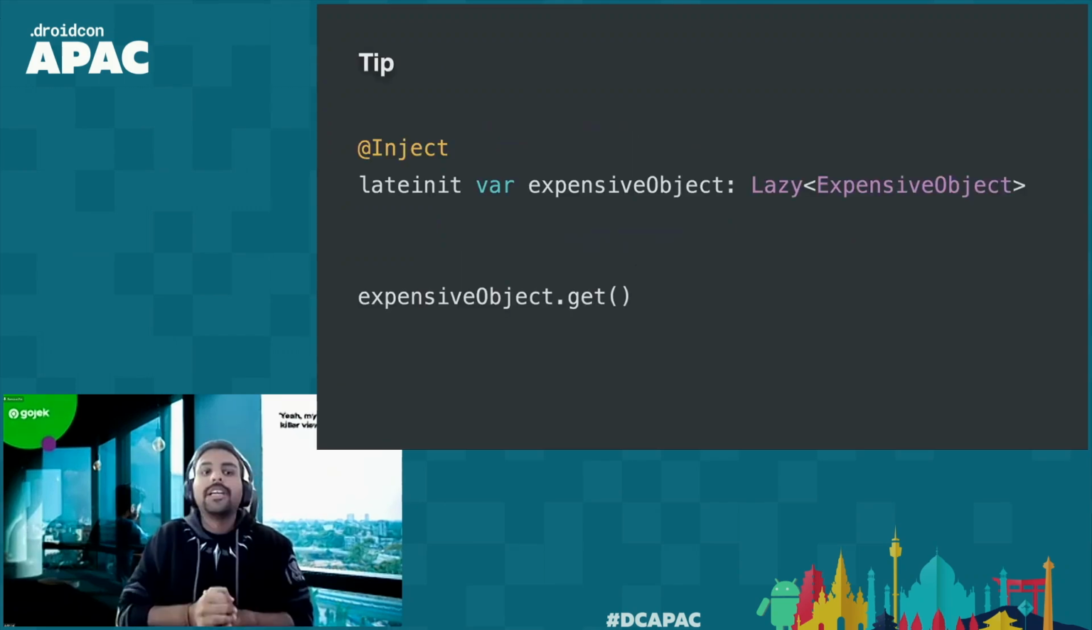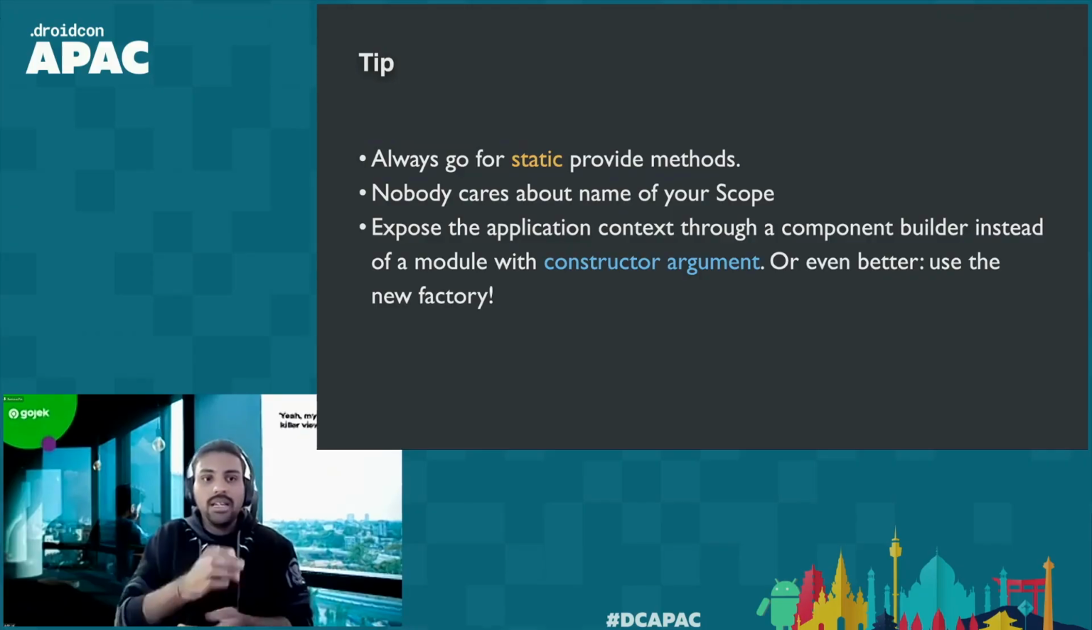One pro tip that you can take into account is when you initialize, say, something like an expensive object, you can also do it with Lazy. What this means is if the activity doesn't really need it right away at the onCreate, you can do it with Lazy. Lazy is a keyword from Dagger, and when you absolutely need it within your screen flow, you could do something called .get. Similarly, given the time, always go for a static provide method. Nobody cares about the name of your scope, so you can be very pragmatic about it. Expose the application context through a component builder instead of a module that generates a constructor argument. Or even better, use the new factory method that Dagger provides.